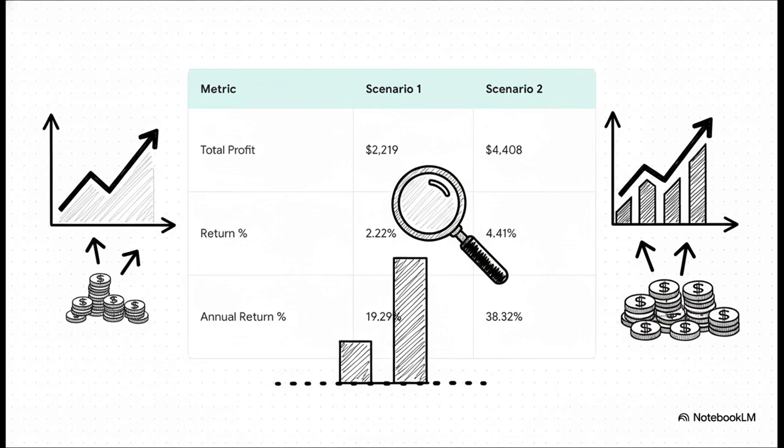In scenario 1, if only that primary entry M gets triggered, the projected profit is just over $2,200. That works out to a 2.22% return. But in scenario 2, if both entries are hit, the potential profit literally doubles to over $4,400. That represents a 4.41% return. And you can see the corresponding annualized returns for both scenarios right there too.